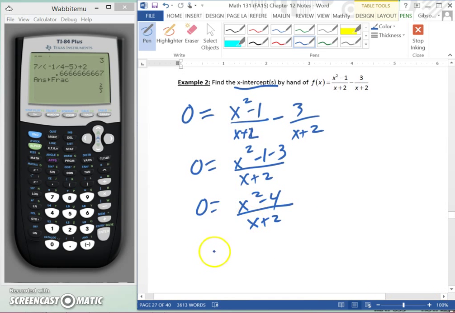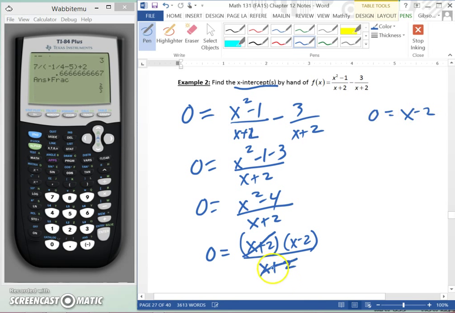Isn't x squared minus 4 the difference of 2 squares? So we can factor that as x plus 2 times x minus 2, and that's all over x plus 2. The x plus 2 simplify out. And then you will have, I'm going to write that over here, 0 is equal to x minus 2, because we know this will be over 1, so we don't have to write that. Now we will add 2 to both sides. So 2 is equal to x.